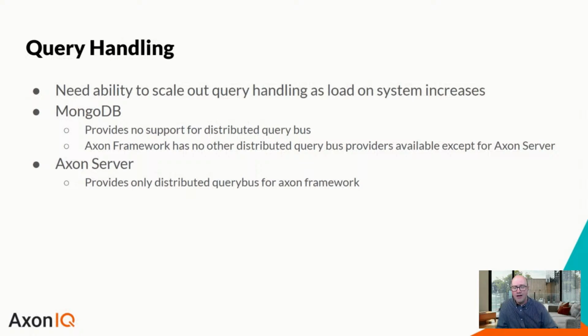So now you would have possibly another piece of infrastructure. But the reality is that those are the types of choices. There's nothing that we can get out of the box, or another piece of infrastructure that we can just add, to complement MongoDB outside of using Axon Server.